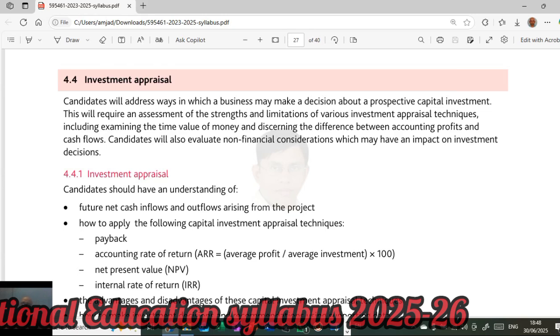So, dear friends, investment appraisal. This is a topic from cost and management accounting, possibly the last topic in cost and management accounting, and obviously in the entire A level syllabus, this is the last topic. Investment appraisal is also known as capital budgeting because in this we'll learn how to evaluate various investment techniques like payback period, accounting rate of return, net present value, and internal rate of return.